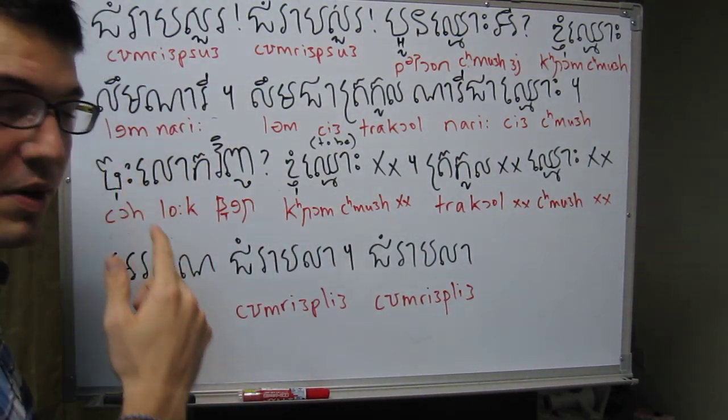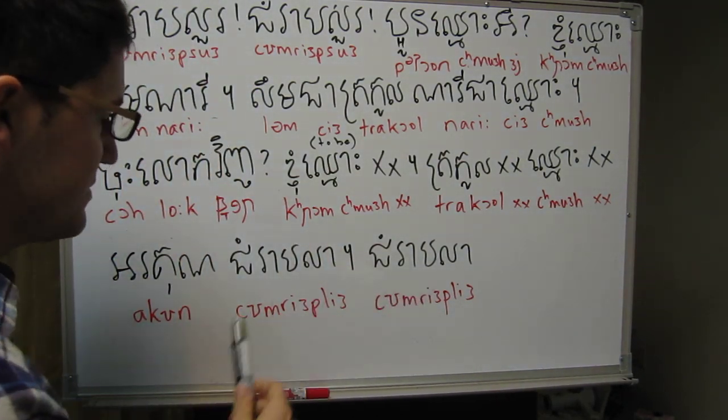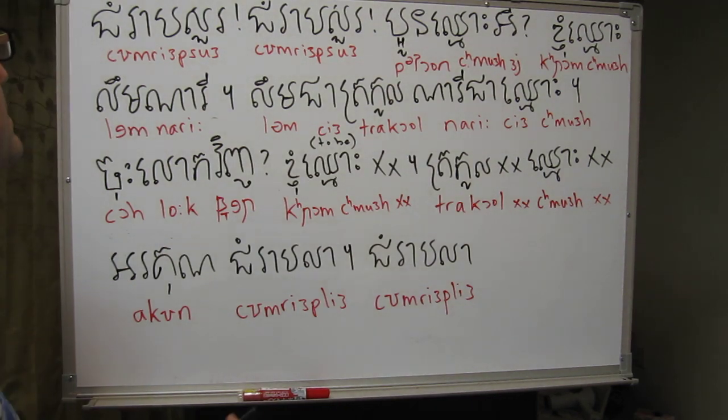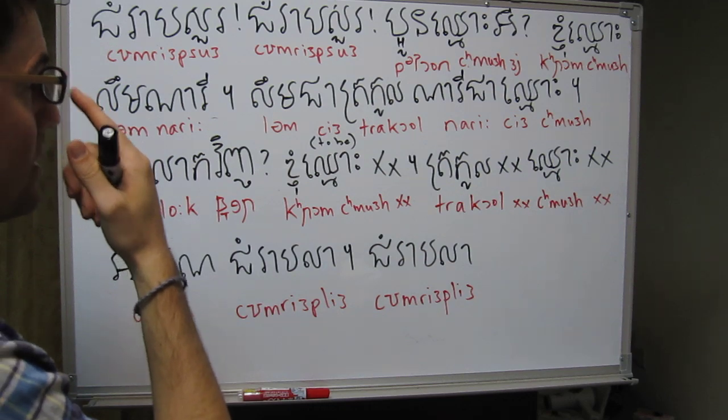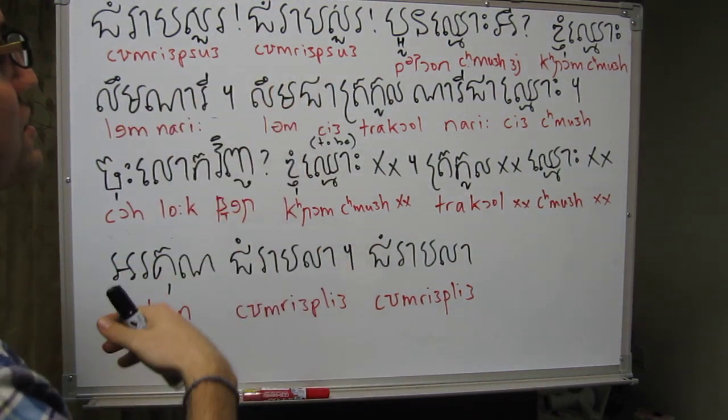Alright, let's review the vocabulary really quick. Vocabulary. Jumriep suo, to meet and to question together, just means a very formal hello.